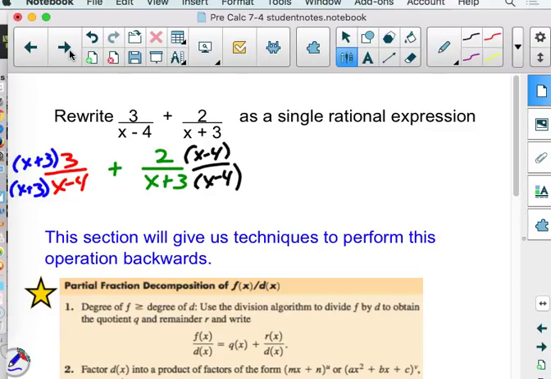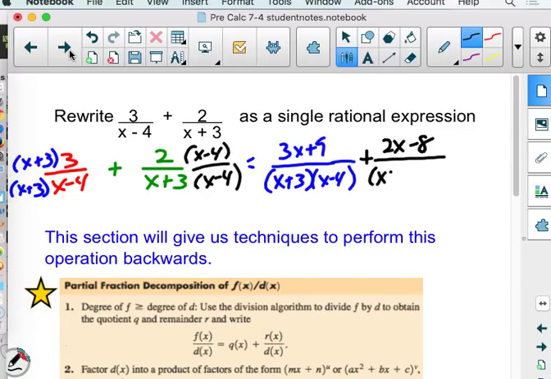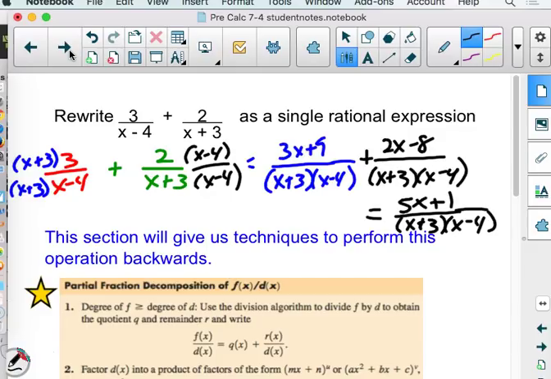And once we do that, we will have 3x plus 9 over the quantity x plus 3 times the quantity x minus 4, and then we'll have plus 2x minus 8 over the quantity x plus 3 times the quantity x minus 4. And we realize we do have a common denominator, so we go ahead and actually do the addition. 3x plus 2x is 5x. 9 plus a negative 8 would be 1. And we have that over our common denominator of x plus 3 times x minus 4. And the last thing we would look for is, can we do any canceling here? And the only way we could do any canceling is if 5x plus 1 were factorable, and it's not.